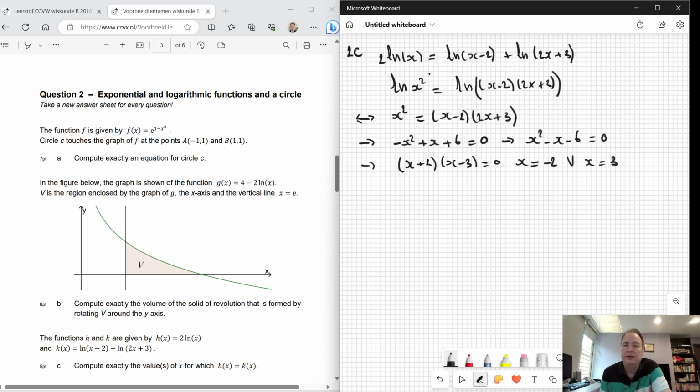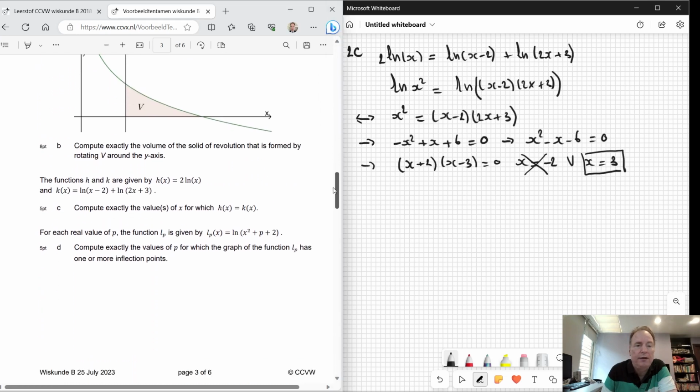Then we just need to be sure that it's in the domains. So negative 2 is not in the domain of a logarithm. So the function is not defined there. So I eliminate this. 3 is okay here. 3 minus 2 is okay. Yeah, so the value of x is given here.